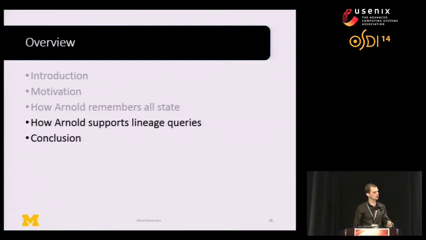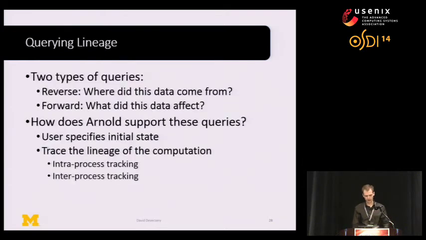So I've told you about how Arnold remembers all state. Now I'm going to tell you about the powerful queries that Arnold uses, the lineage queries, and how Arnold supports them. So Arnold supports two forms of lineage queries by default. It supports reverse queries, in terms of me taking a state that exists and saying, well, where did this state come from? How did this data come to be? And then forward queries. Forward queries ask, what did this data affect? If I had some state in the past, such as in the LaTeX example, when I found the wrong web page, I can trace it forward and say, where did this data propagate to?